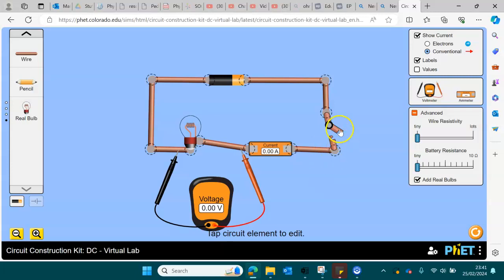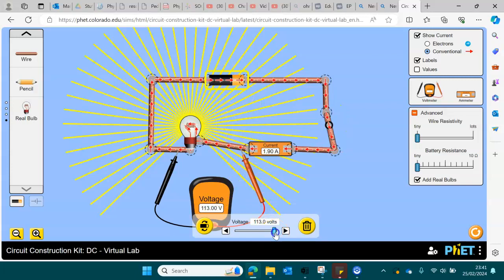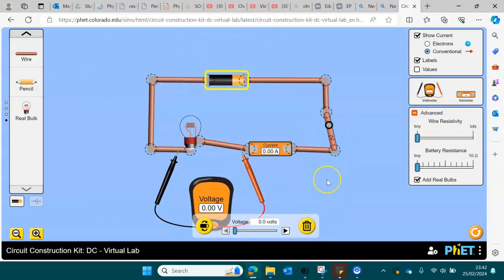So run this test. Close the switch, see what happens to the voltage and the current. What kind of a pattern are you going to get in your graph for this? And what kind of a conclusion can you come to based on that pattern?